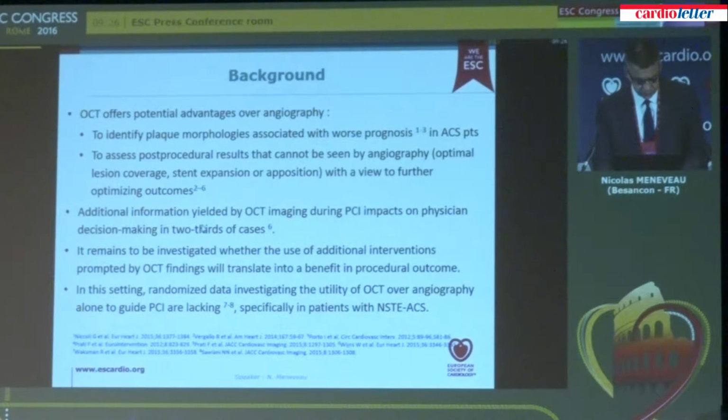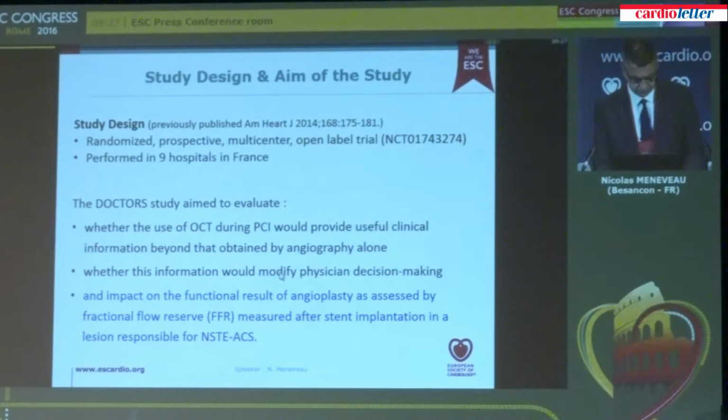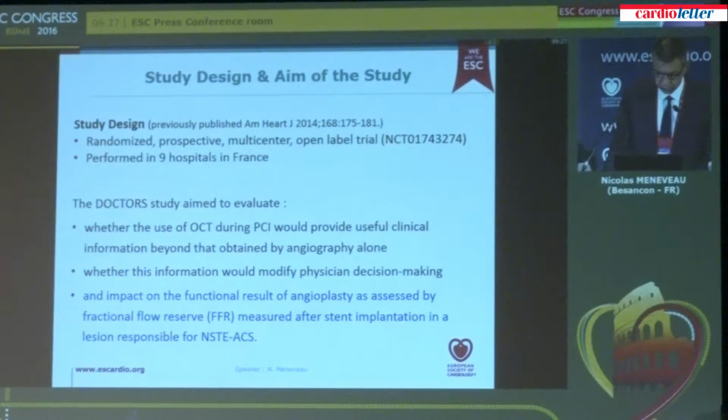So far, there is no randomized trial investigating the utility of OCT on top of angiography for the guidance of percutaneous coronary intervention, and more specifically in patients with non-acute coronary syndrome. The DOCTORS study was a randomized prospective multicenter open-label trial conducted in 9 French hospitals, and the aim of the study was to evaluate whether the use of OCT during PCI would impact the functional results of angioplasty, as assessed by fractional flow reserve measured after stent implantation in a lesion responsible for non-ST elevation acute coronary syndrome.